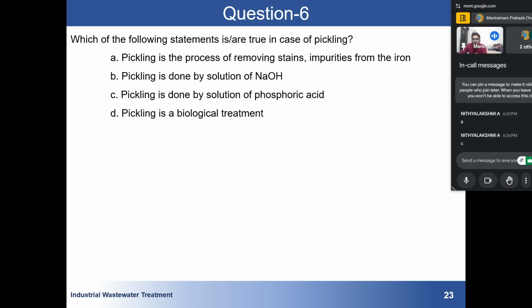Which of the following statements is or are true in case of pickling? It is multiple correct, more than one is correct. Pickling is a process of removing stains and impurities from iron. Pickling is done by a solution of NaOH. Pickling is done by a solution of phosphoric acid. Pickling is a biological treatment. To answer this question, first you should know what pickling is.